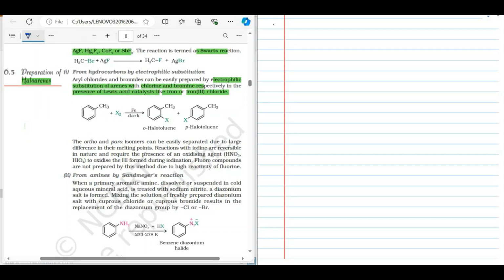And here a reaction is given in which toluene, when reacted with X2 in the presence of Fe in dark, produces ortho halotoluene and para halotoluene. So let's try to understand how this reaction takes place. First of all, draw the toluene. Toluene means a CH3 group is bonded to the benzene ring. So this is benzene, and when it is bonded to CH3, it is called toluene. Toluene is the common name.